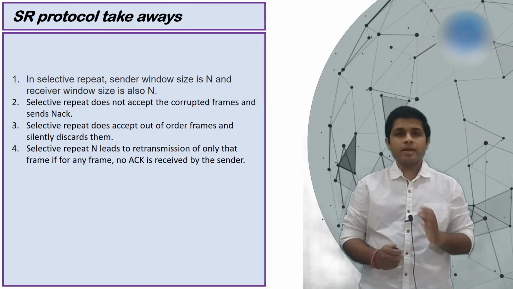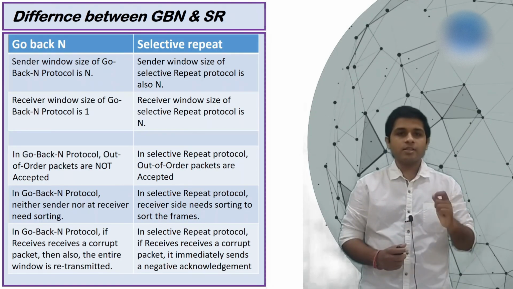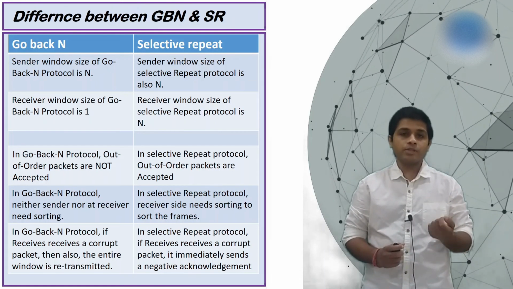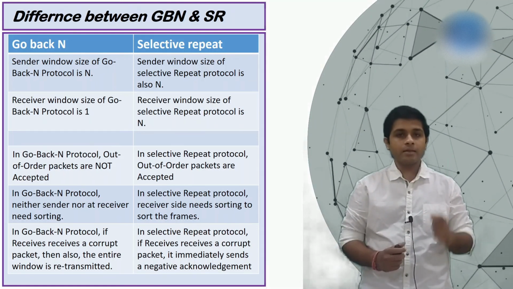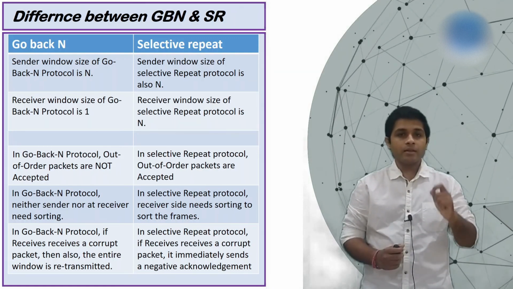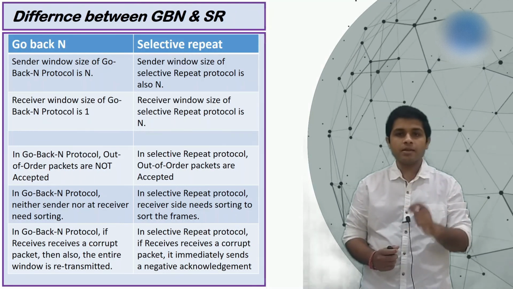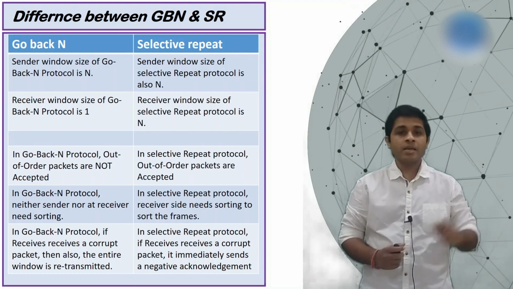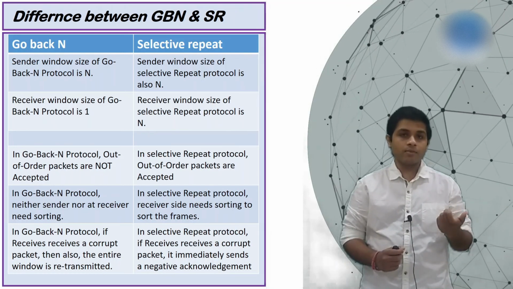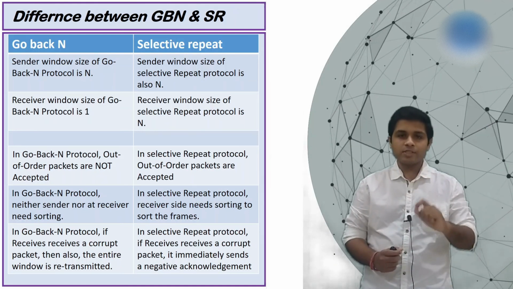Okay, now let's quickly see the comparison between go back N and selective repeat. In selective repeat, the sender's window and receiver's window are both N. In go back N, the sender's window is N, but the receiver's window is 1. In go back N, the receiver does not accept any out of order packets, but in selective repeat it does. In go back N, neither sender nor receiver needs sorting, because the receiver should be receiving the packet it is expecting. The receiver is stubborn, right?